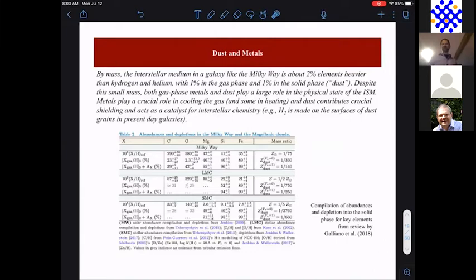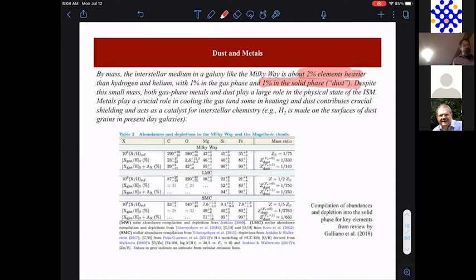But of course, we know that hydrogen isn't the end of the story. By mass, the interstellar medium of a galaxy like the Milky Way is something like 2% heavy elements. You can think of this as having those metals 1% in the gas phase and 1% in the solid phase, where solids and dust are the same thing for our purposes. Despite the fact that this sounds like a small amount, as you're going to hear through the whole week, both the gas and solid phase metals play an absolutely enormous role in setting the physical state of the interstellar medium.